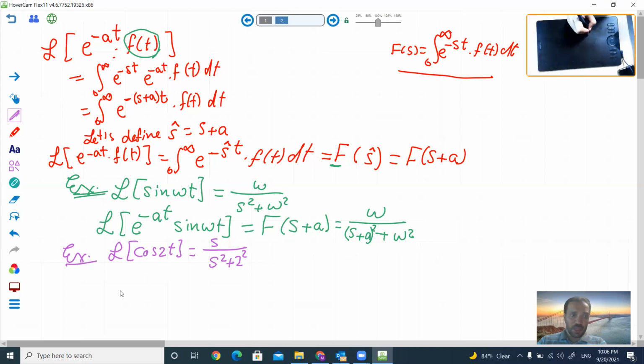So now we are asked: what is the Laplace transform of e to the power negative 3t times cosine 2t?